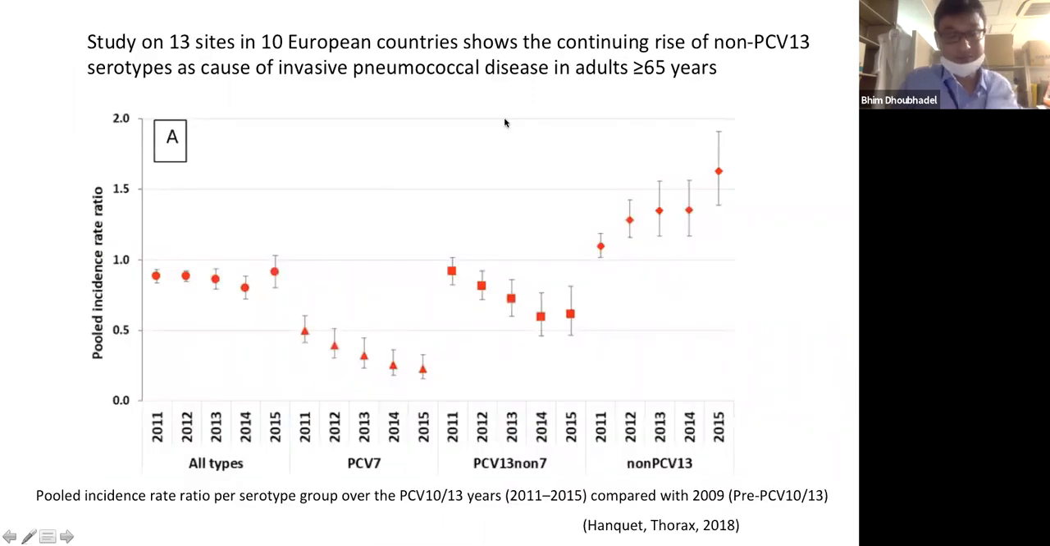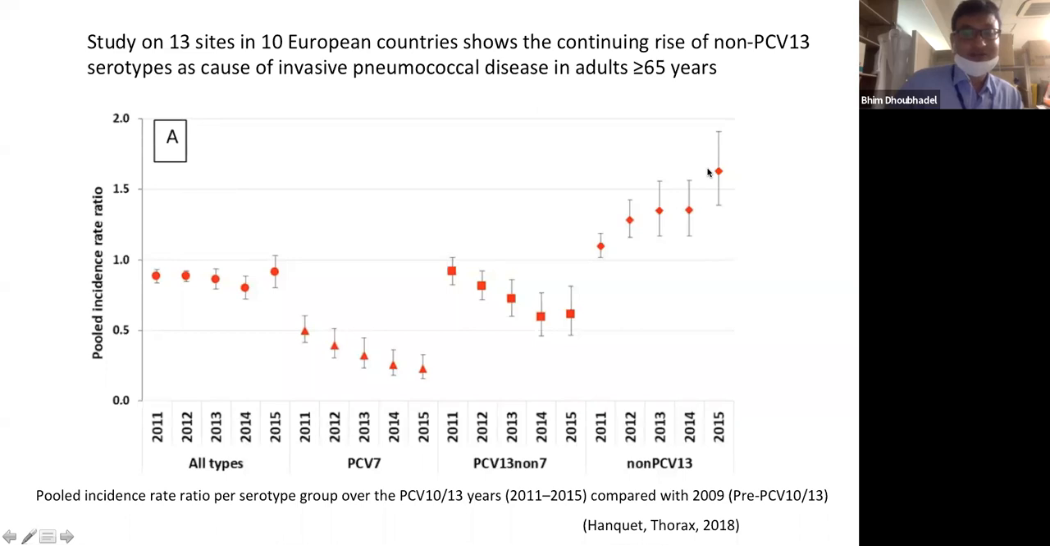Later, lots of people reported that non-vaccine serotypes are emerging, particularly in adults more than 65 years of age. This figure shows a study in 10 European countries, with data from 2011 to 2015 compared with 2009, which is pre-PCV10. When they compared, they found that in adults also the PCV7 serotypes were dramatically reduced, and the PCV13 serotypes, those 6 serotypes in addition to PCV7, are also reduced. However, the non-PCV13 serotypes are gradually going up every year.